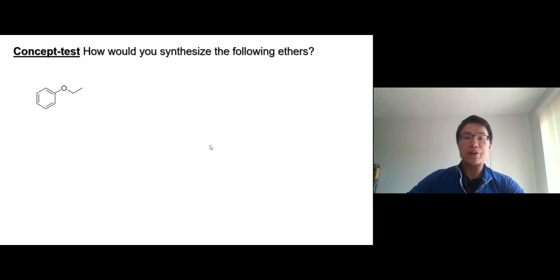So tertiary doesn't work for an SN2 reaction. I'm sure you know that. All right, let's analyze real quick. So look at the structure. How do we make this? You should be able to think in two ways.